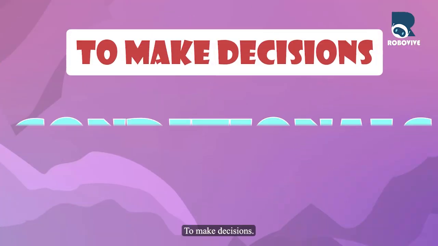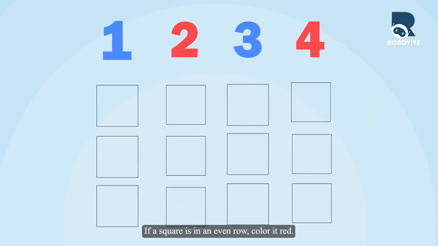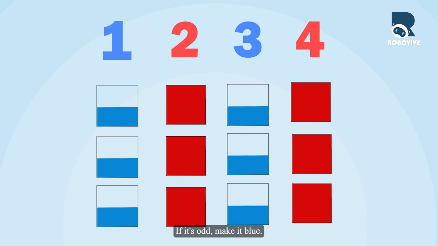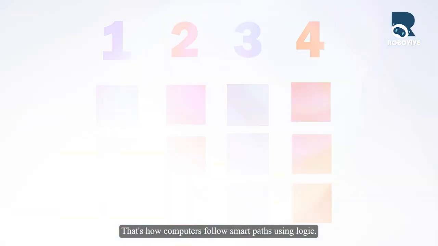To make decisions, we use conditionals. If a square is in an even row, color it red. If it's odd, make it blue. That's how computers follow smart paths using logic.